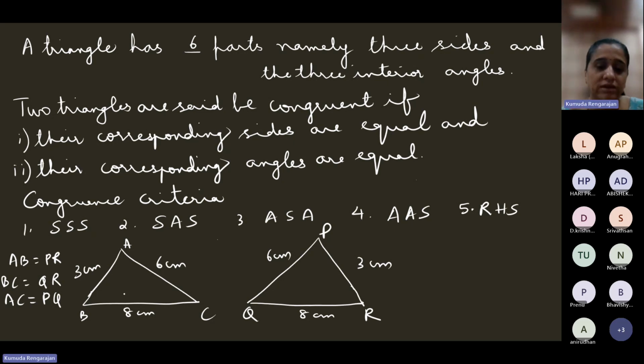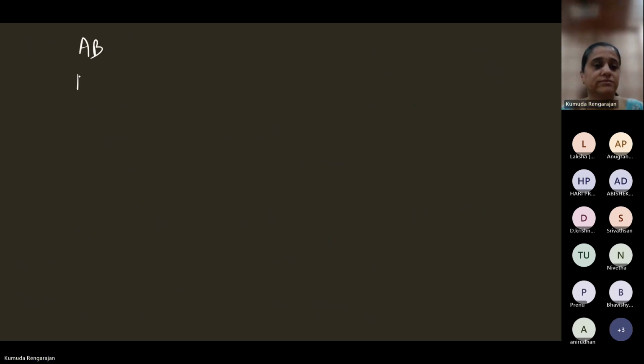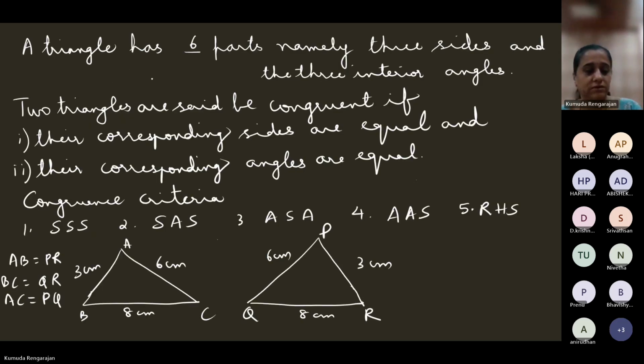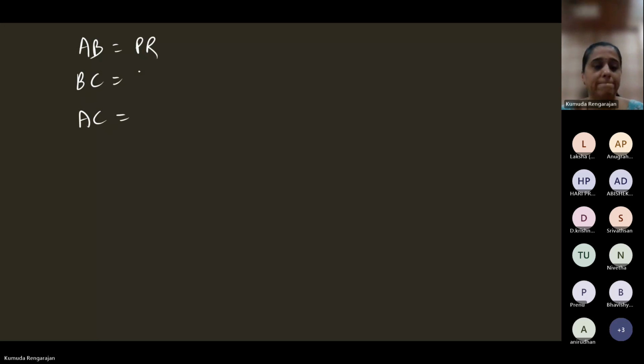Now comes the most important thing, the order in which you write the names of the two triangles. Now, to name the triangles in the correct way, I'll tell you one. See, you can name it in different ways. Okay, I'll just tell you one.